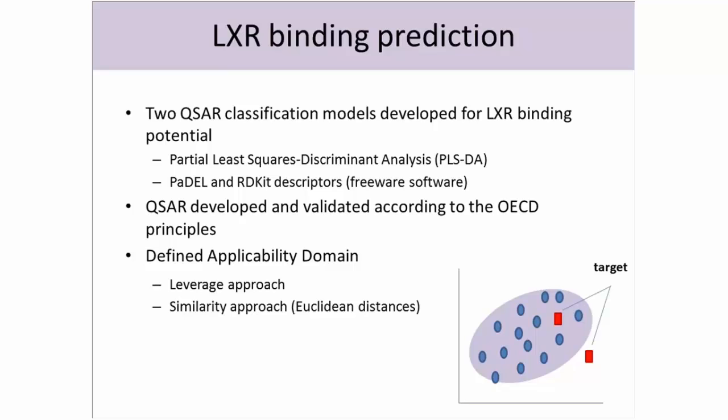And these two models are based on two different sets of descriptors calculated by freely available software that are PaDEL and RDKit. The models were developed and validated according to the OECD principles for QSAR validation, and also the applicability domain was defined by using two different approaches that are the leverage approach and similarity approaches. And the analysis of the applicability domain is important to assess the reliability of prediction, since we want to know whether the target compound is inside or outside the applicability domain of our model, in order to see whether the prediction can be reliable or not.